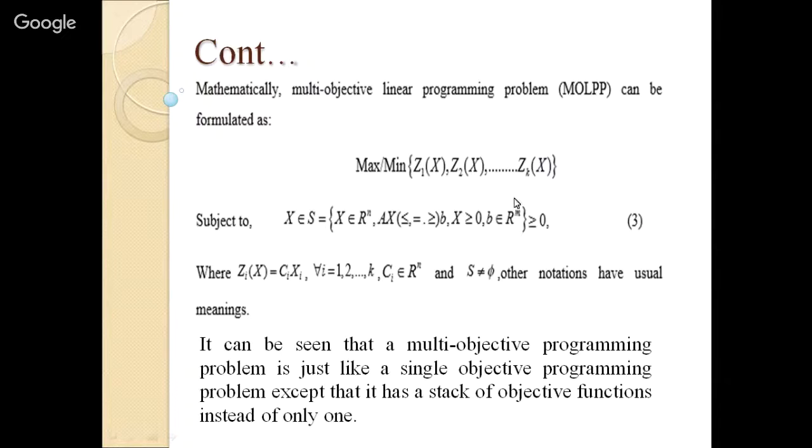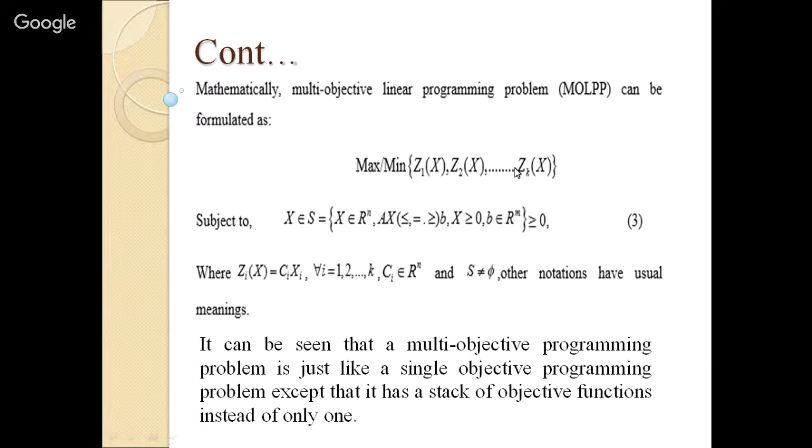Here b belongs to your Euclidean space, that is a mathematical term. So it has m number of elements. For example, R^n means x1, x2 up to xn, that is called the n-dimensional Euclidean space. Similarly, we define b belongs to R^m, meaning it has m elements, b1, b2 up to bm. So we have in total k number of objective functions. This is the general format of multi-objective programming problems.